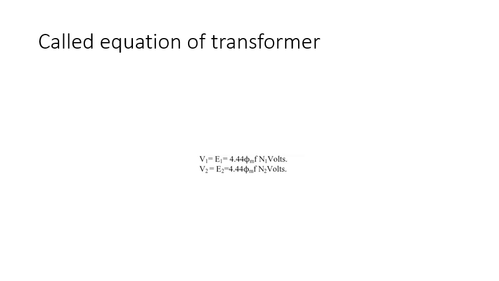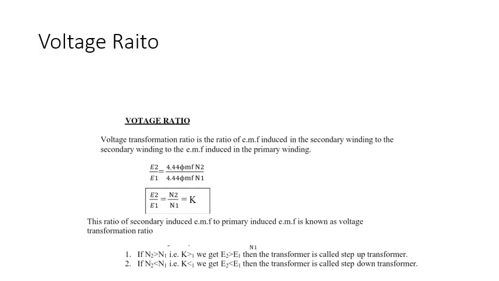The equations that we have obtained, E1 is equal to 4.44 f φm N1 volts and E2 is equal to 4.44 f φm N2 volts, are called the EMF equations of a transformer. They are used to calculate the values. If we divide these two equations, we get E2 over E1 is equal to N2 over N1, or V2 upon V1 is equal to N2 over N1.